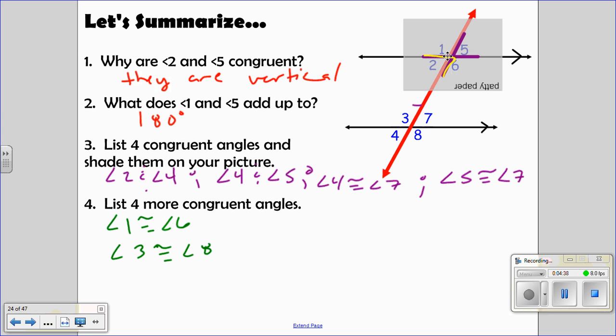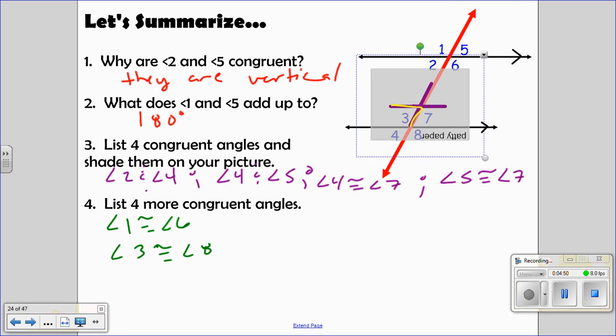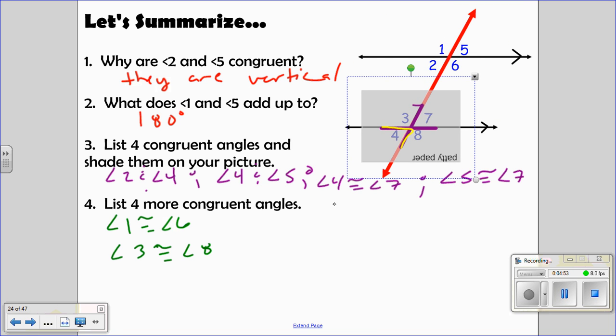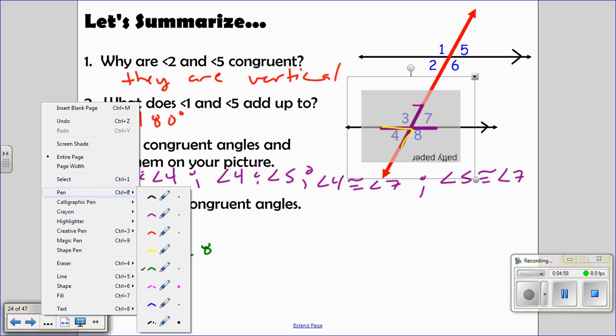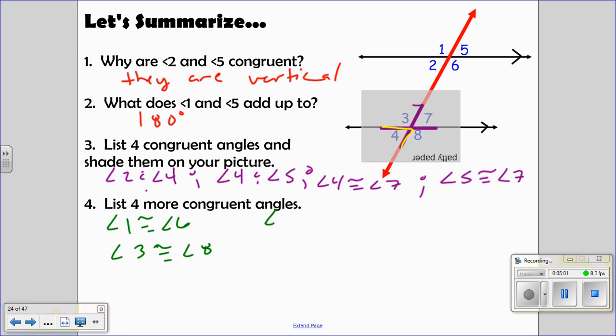But look at 1. It's in the top left corner of my patty paper right now. And if I were to shift the patty paper down, angle 3 matches up perfectly where angle 1 was. So that means angle 1 and angle 3 are congruent. And thus angle 1 is congruent to angle 8 as well. And then there are a lot more that we could say as well.